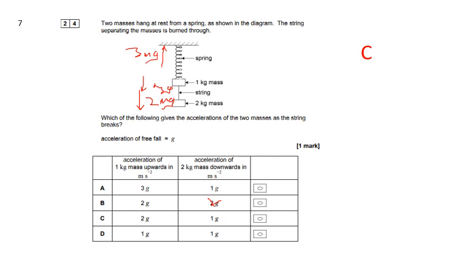So when the string is cut, the resultant force on it will be 2mg, because it'll be 3mg minus 1mg. So you'll have 2mg upwards. So its acceleration will be 2g, so the answer is C.